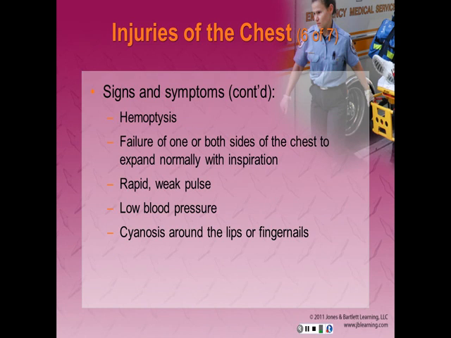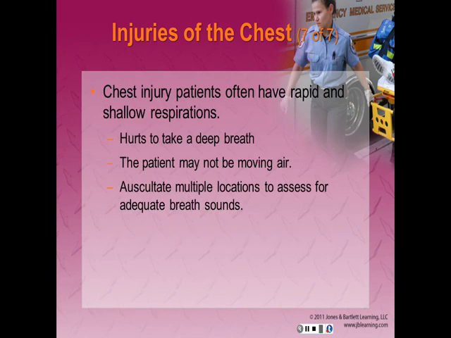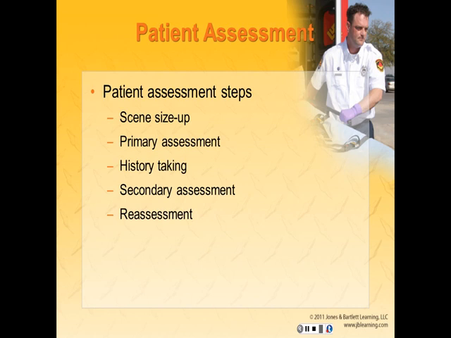Cyanosis around the lips or fingernails, which is a sign of inadequate respiration, and immediate ventilation and oxygenation are required at this time. Patients with chest injuries often have tachypnea, which is rapid respirations, and shallow respirations because it hurts to take a deep breath. The patient may not actually be moving air due to chest wall trauma, and you should auscultate multiple locations on the chest wall to assess for adequate breath sounds.